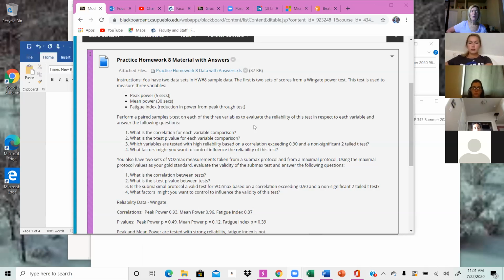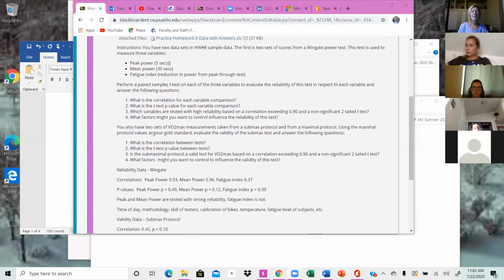Okay, so we're going to look for correlation and the paired sample t-test p-values. We're going to say what variables are tested with high reliability based on that correlation, and we want a high correlation. So I'm asking you today that the correlation would be over 0.9 and that there would be no significant difference in a two-tailed test. We'll see no difference either side, no difference on the negative side or the positive side, so we'll be doing a two-tailed test, okay? And then we'll talk about what factors we might want to control, okay?